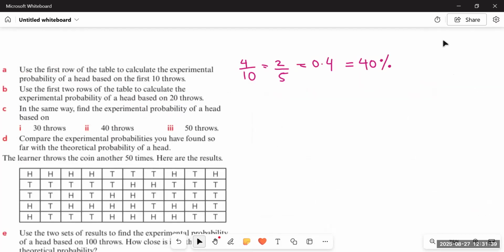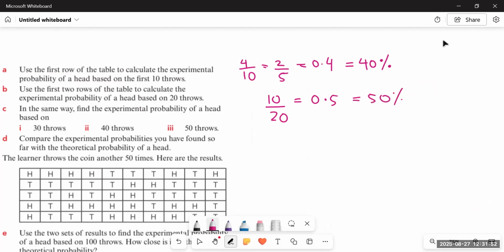So it means the probability for the 2 rows would be 10 by 20, which equals 1 by 2, that is 0.5, or you can say 50%. That is, half of the throws are heads and the other half would be tails, right? So the probability would be 0.5 or 50%. Both are correct. Next, we are provided with a part C.